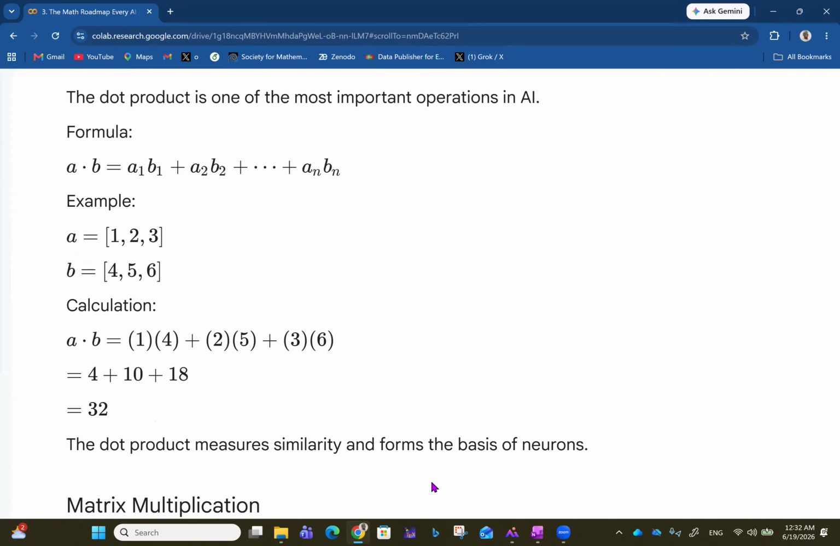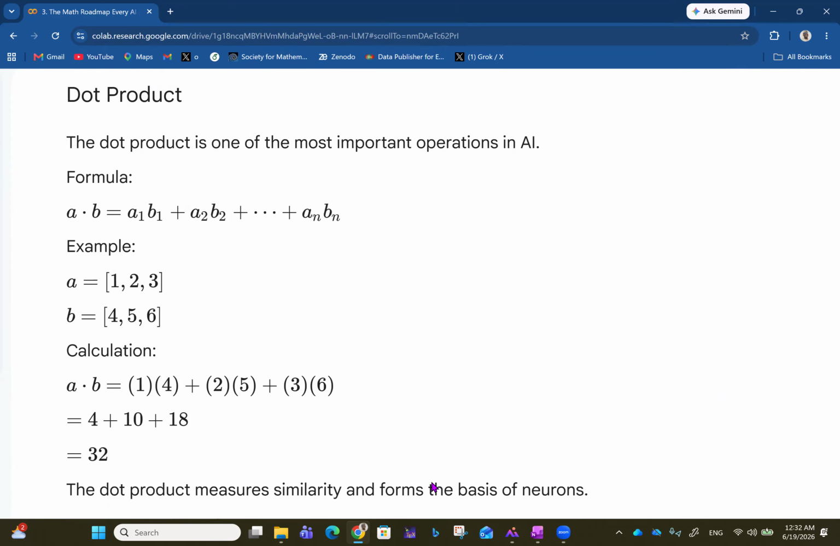Then we have the dot product. We already saw the usefulness of the dot product when we were talking about attention, the fifth equation that drives modern AI that we saw in the first video. So the dot product is one of the most important operations in AI, and the formula is A dot B, which simply implies A1 multiplied by B1 plus A2 multiplied by B2, all the way down to An multiplied by Bn.